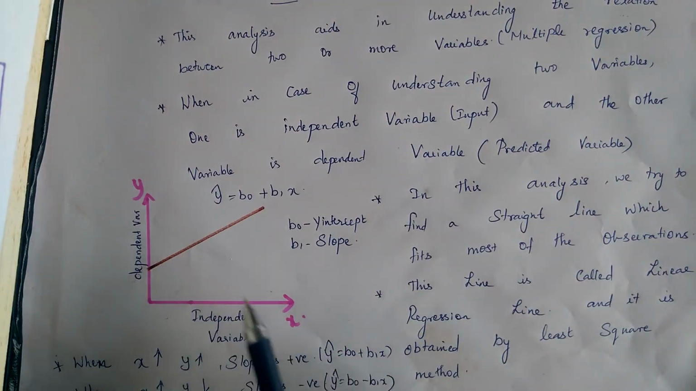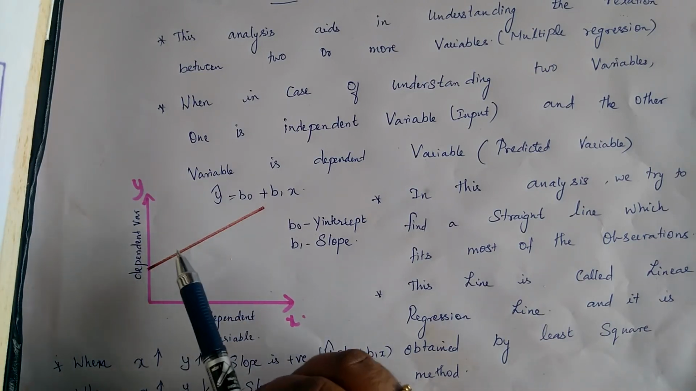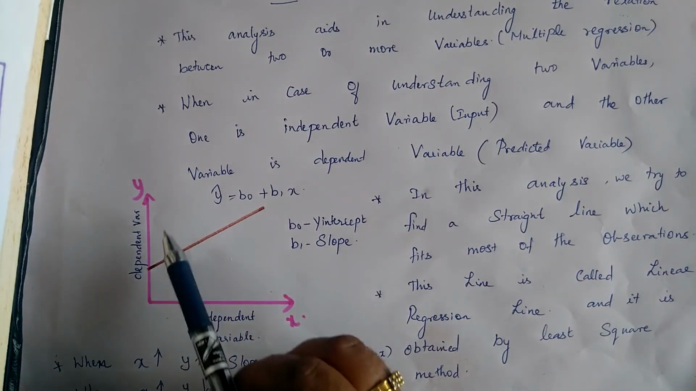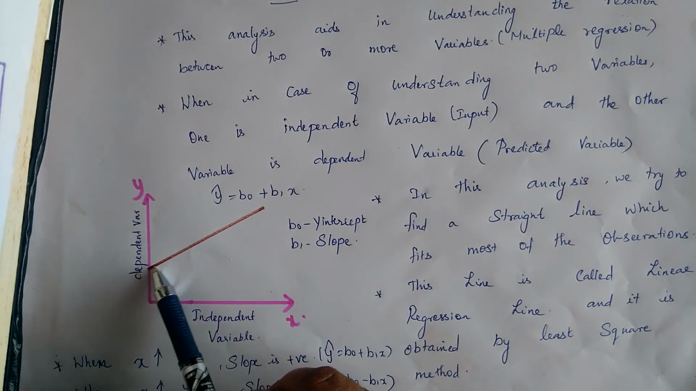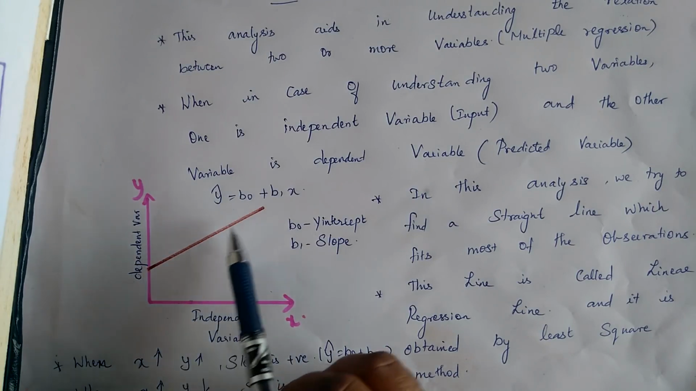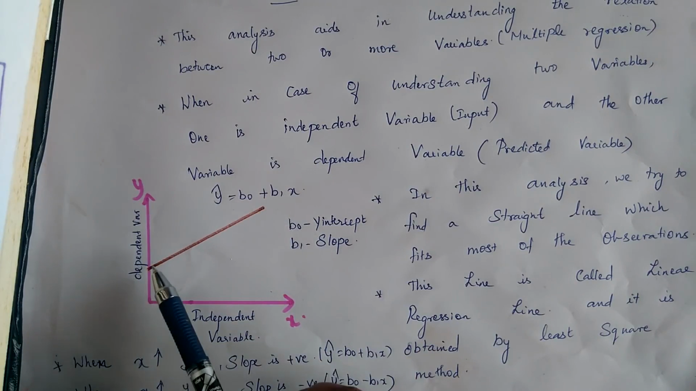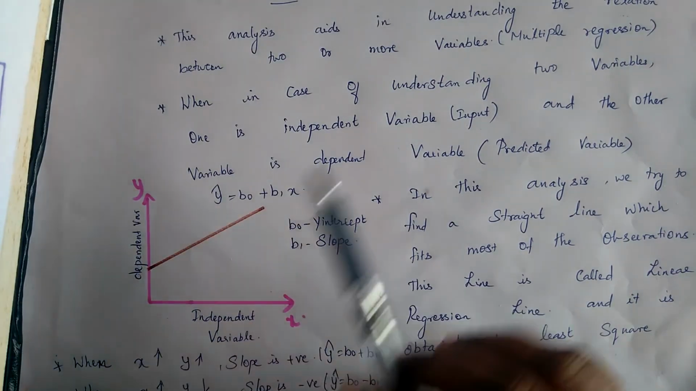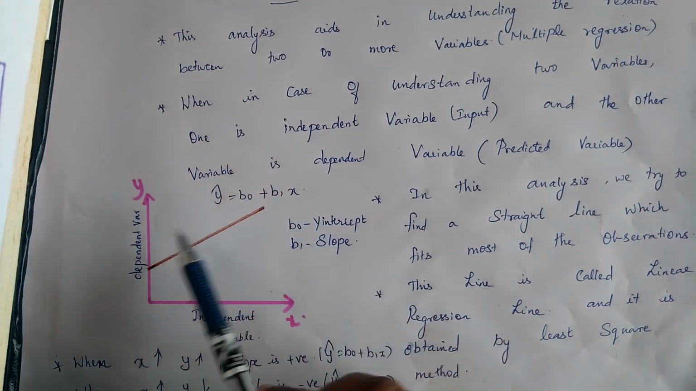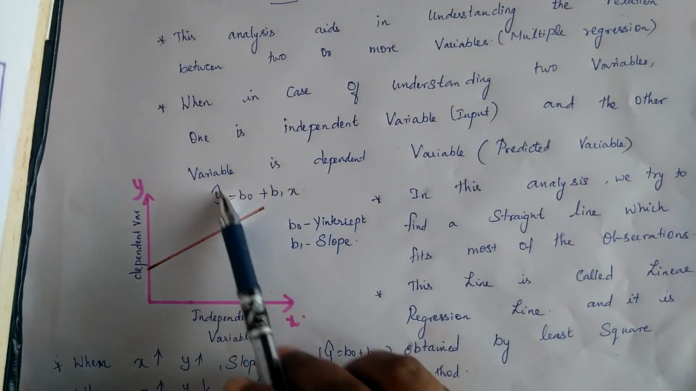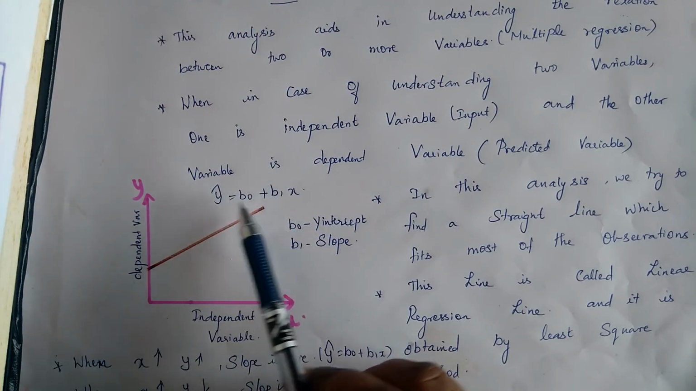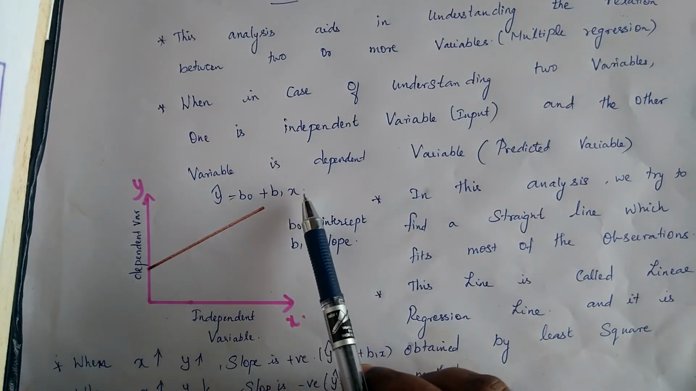I said I already have 50 xy value pairs. With these x and y pairs, I plot the graph and try to find the line which best fits all the plots. We cannot accommodate all the plots, but we will try to find a straight line which fits most of the observations. That line is nothing but this equation: y cap is equal to b0 plus b1x.